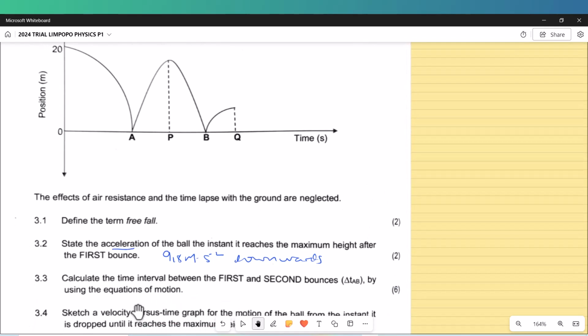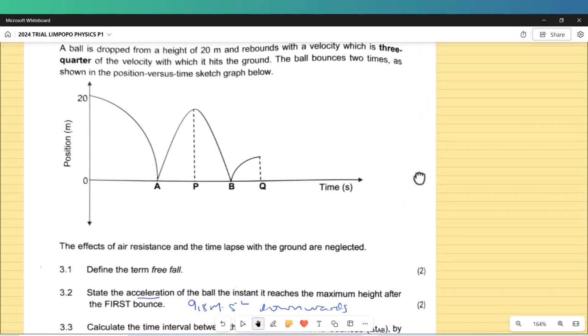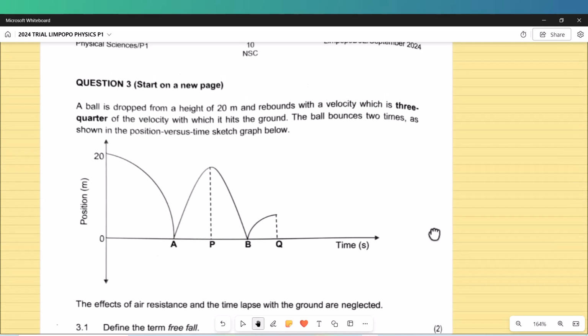Calculate the time interval between the first and the second bounces, delta t AB, due to charge Q1 and due to charge Q2, by using the equations of motion. But because we don't know the charges yet, let us first find the charges Q1 and Q2. Now the time delta t AB is what we're looking for.